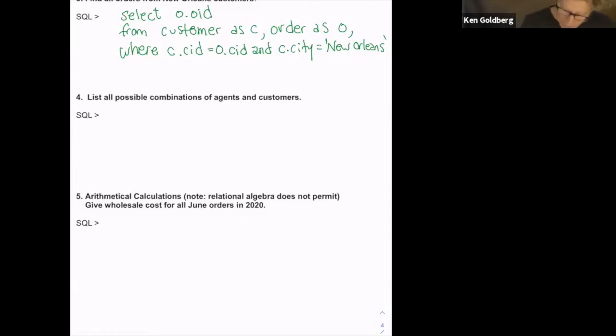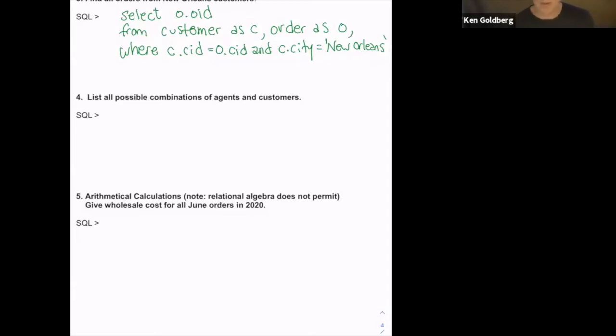Then we're putting a condition on it that the customer ID in the customer table has to match the customer ID in the order. And the city the customer lives in has to be New Orleans. So what is that going to do? It's going to give me the orders that have this customer, and that customer in turn comes from New Orleans. So what is that like in relational algebra?